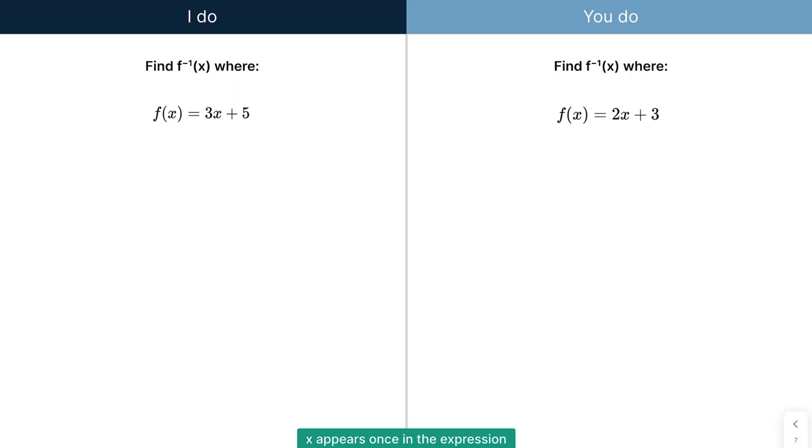Now, the way my videos work, I'm going to do the example on the left, which is I do. You are then going to press pause and I've got the example on the right, which is you do.